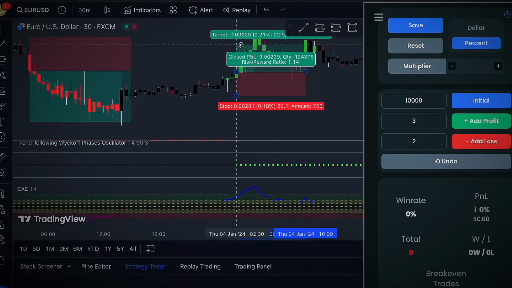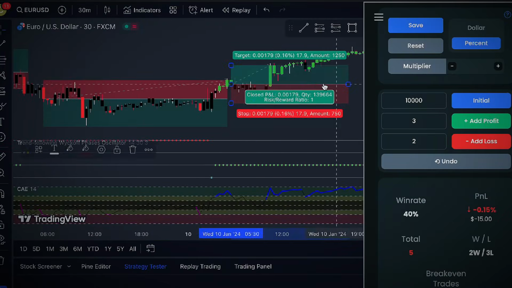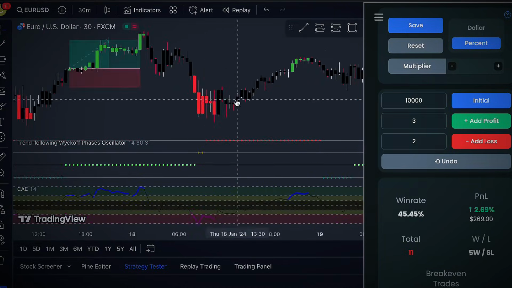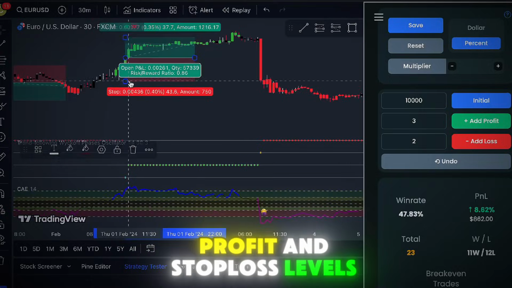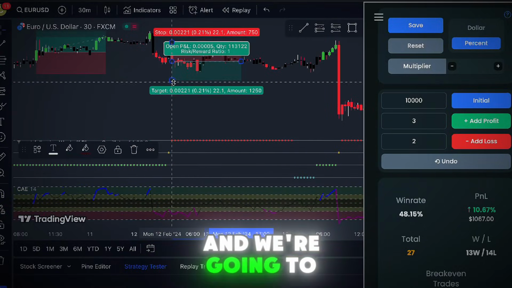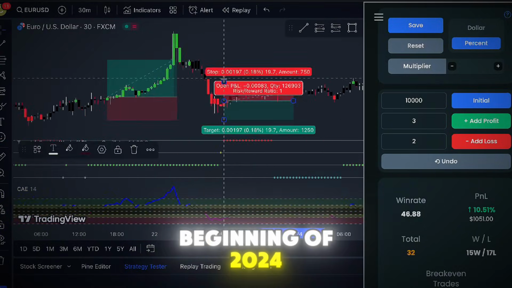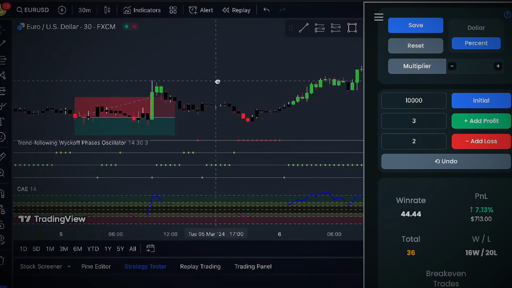Also, for the sake of this backtesting, to speed it up a little bit, I'm going to take a 1.5 to 1 risk to reward ratio. That way I can have fixed take profit and stop loss levels that are just a bit easier to follow. And we're going to start at the very beginning of 2024 so that we can backtest the exact same period for the SMC method.